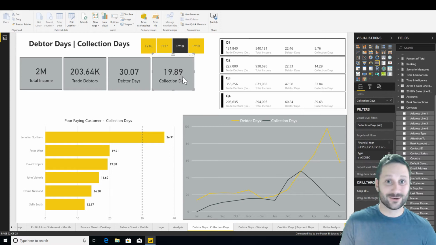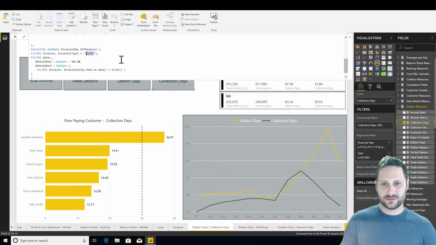We said, okay, let's call it collection days, because in my view, this is a far more superior and true reflection of what debtor days is, and creditor days, by the way. You can flip this with creditors and debtors. What we have designed collection days to do is, whatever period you're looking at, say the 31st of May, we'll look back an entire year and look at all the invoices in that period, get rid of anything that's not paid, and then average that day difference.